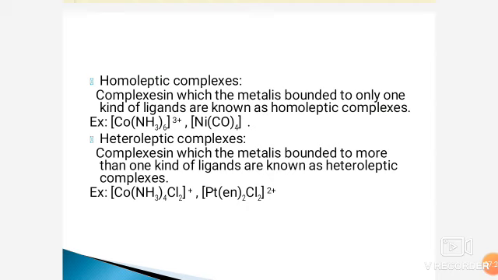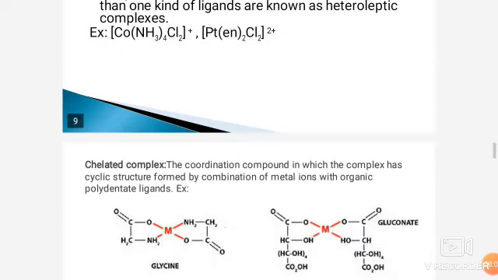Now, in the case of heteroleptic complexes, the complex ion in which the metal is bound to more than one kind of ligand is known as a heteroleptic complex. Examples are the tetraammine dichloro cobalt complex, and dichloro diethylenediamine platinate complex.